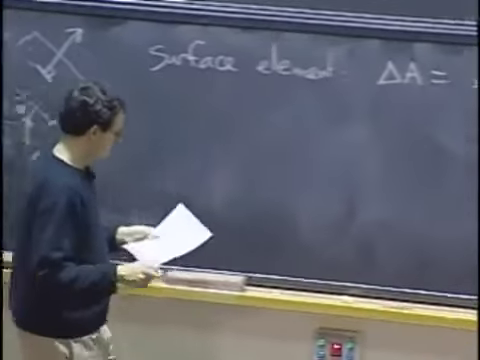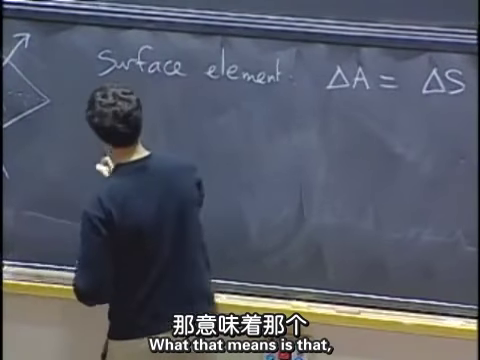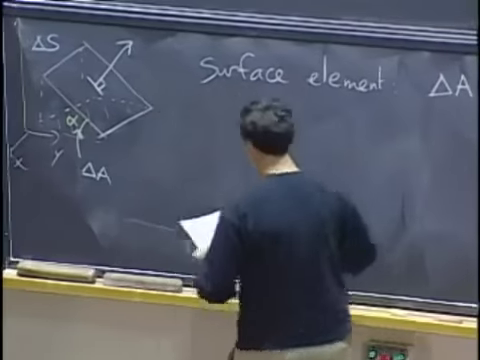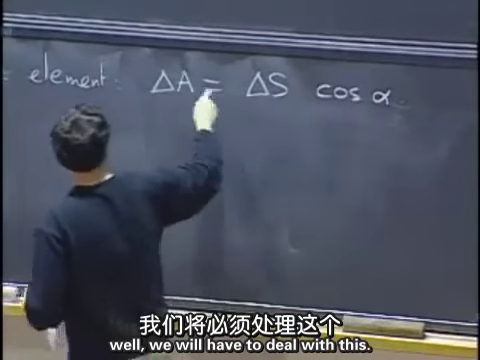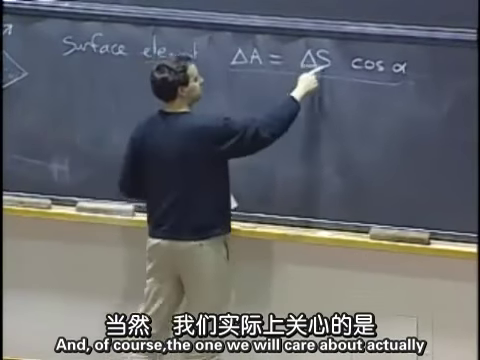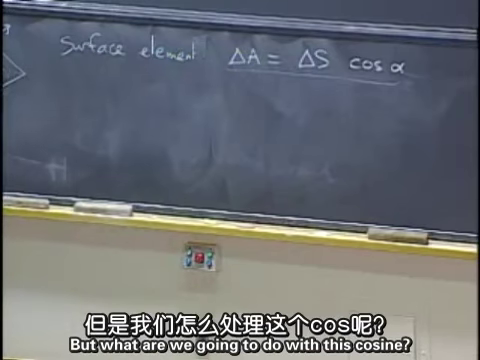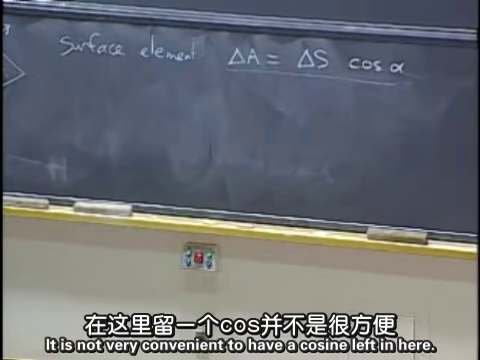So what that means is that, well, okay, we'll have to deal with this. And of course, the one we'll care about actually is delta S expressed in terms of delta A. But what are we going to do with this cosine? It's not very convenient to have a cosine left in here.